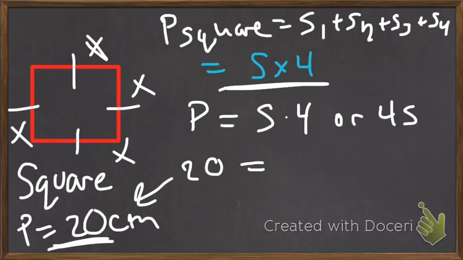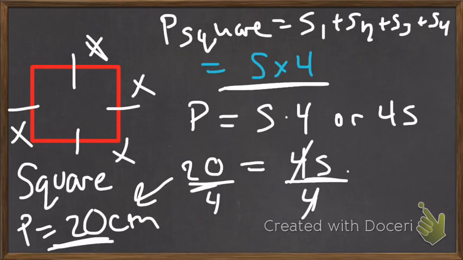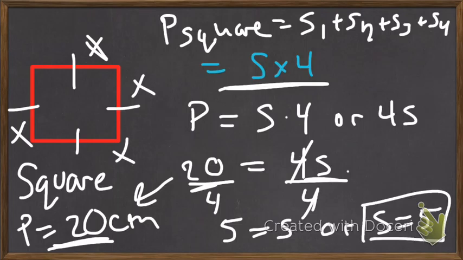is equal to 4s. And now to get rid of that 4 and just find out what s is, we're going to divide each side by 4. These cancel out, we're left with s. 20 divided by 4 is 5. 5 equals s, or s equals 5. So we now know that each side of this square is 5 centimeters.